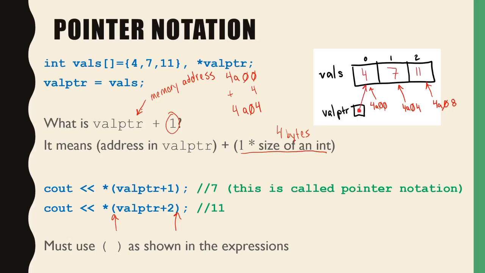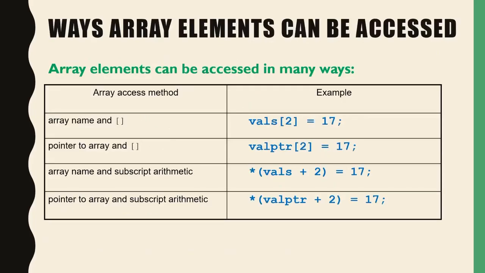You can use pointer notation or array notation interchangeably. One is not better than the other. Here are several different ways, so 4 ways that you can access array elements using either the array name or the pointer name. So remember, vals is our array name and val pointer is our pointer name.